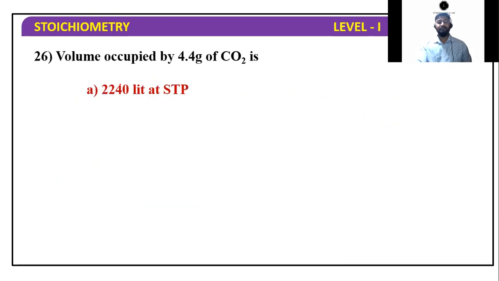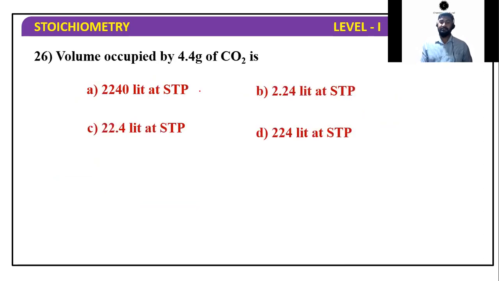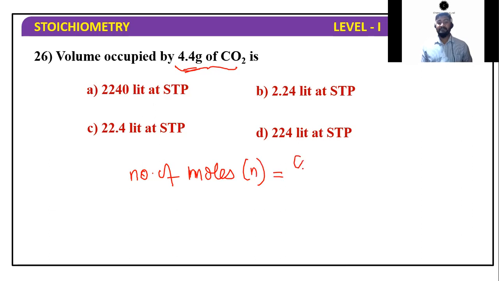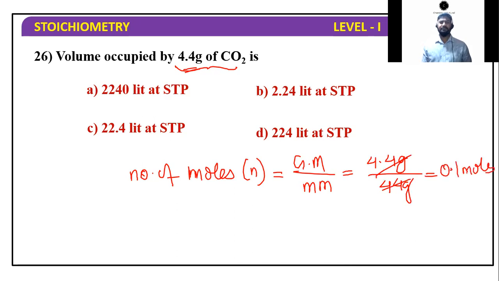Next question. Okay, this is a good one, at least on the basis of what we learned. Volume occupied by 4.4 grams of CO2. How to find that? See, first find the number of moles. How to find moles when mass is given? You can pause the video and do it, then come back and watch it. So number of moles n is given mass by molar mass. What is the given mass? 4.4 grams. What is the molar mass? 44 grams. What are the moles? 0.1 moles. Done. Finished. 0.1 mole.